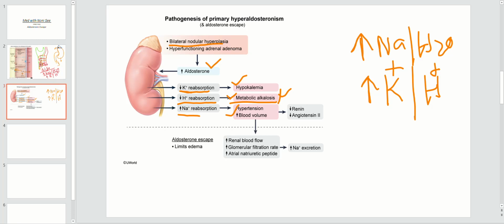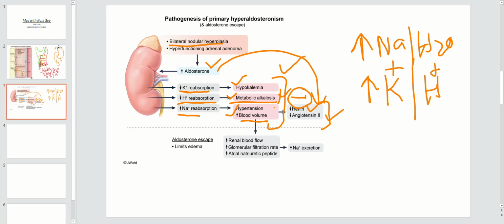So what is happening overall? You have this picture: hypokalemia, metabolic alkalosis, and hypertension, which is increased blood volume, right? So in that case, whenever you have increased aldosterone, your renin will be decreased and your angiotensin II will be decreased. It is because of the negative feedback inhibition of this aldosterone. So aldosterone causes inhibition of renin and angiotensin II, so their level in the blood will go down.